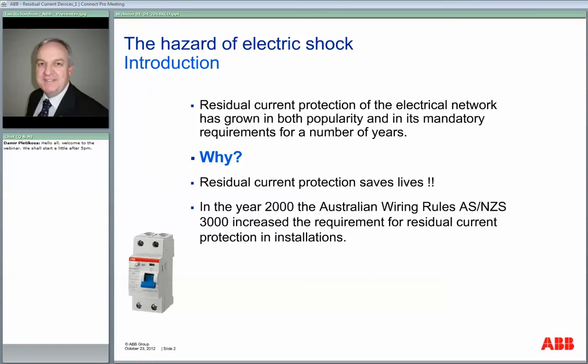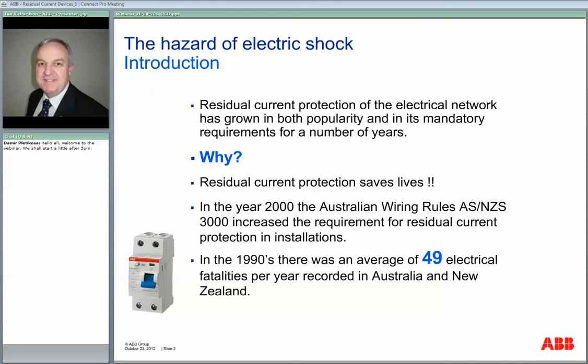Back in the year 2000, the Australian wiring rules, AS3000, which we're all familiar with, increased the requirement of residual current protection in a variety of installations, and there were some changes made to the regulations at that time in clause 2.6, which strengthened the requirements for RCDs. Just before that, during the 1990s, over a 10-year period, there was an average of 49 electrical fatalities each year in Australia and New Zealand. So that was quite a significant number, year in, year out.